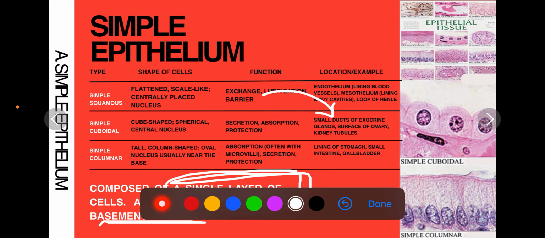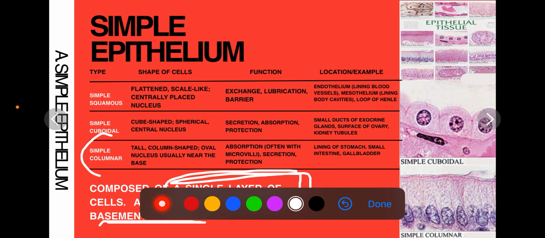We are going to elaborate on exocrine and endocrine glands. What is the difference? Okay, but in simple terms, the exocrine glands have ducts, the endocrine glands have no ducts. That's it. Anyway, on the surface of the ovary, you are going to find simple cuboidal tissue, and you are going to find it also in the kidney tubules. There are many tissues and types of epithelium in the renal system, actually.